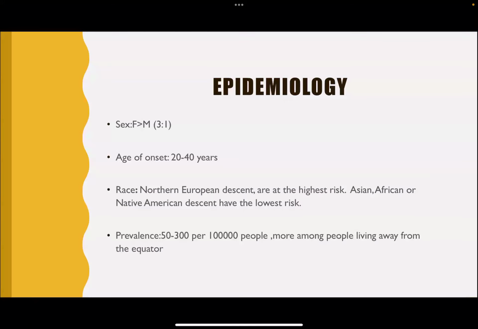Coming to the epidemiology, as you can see, females are affected more than males with a ratio of 3:1. The age of onset is usually between 20 to 40 years. Different races have different risks. For example, people of North European descent have a higher risk than those of Asian, African, or Native American descent. It's more common among people who are living farther away from the equator.